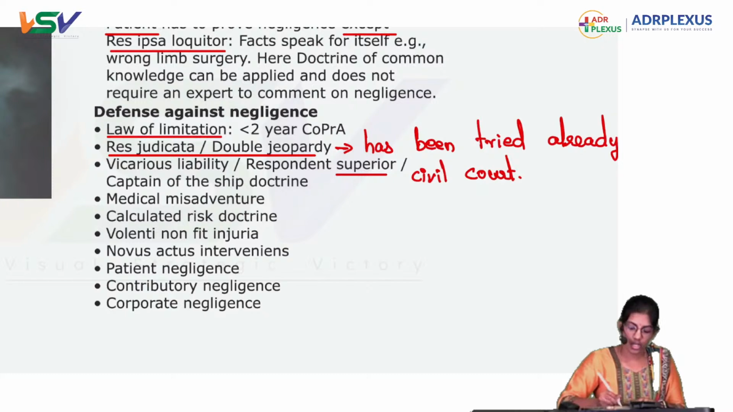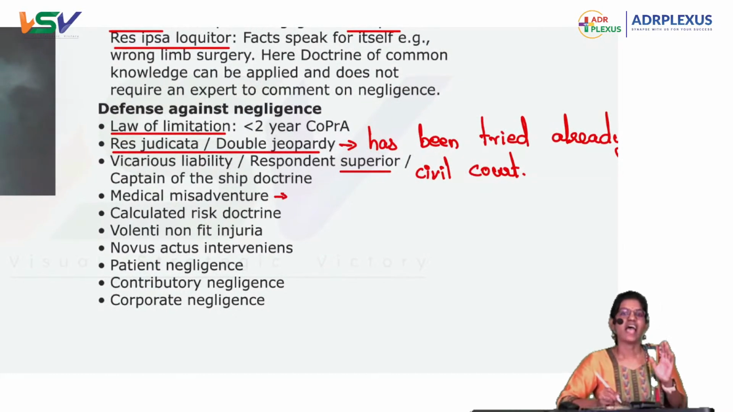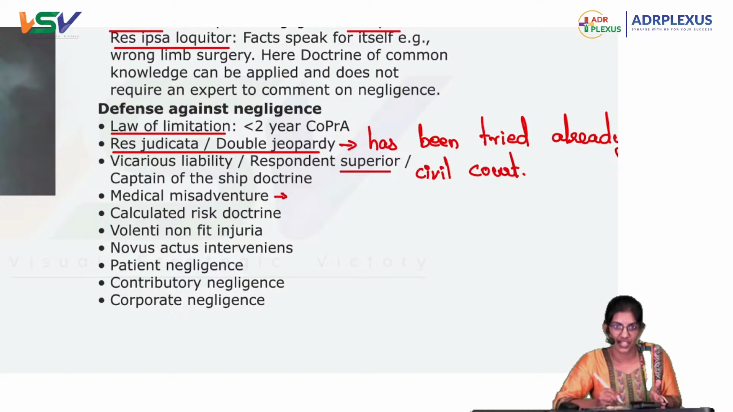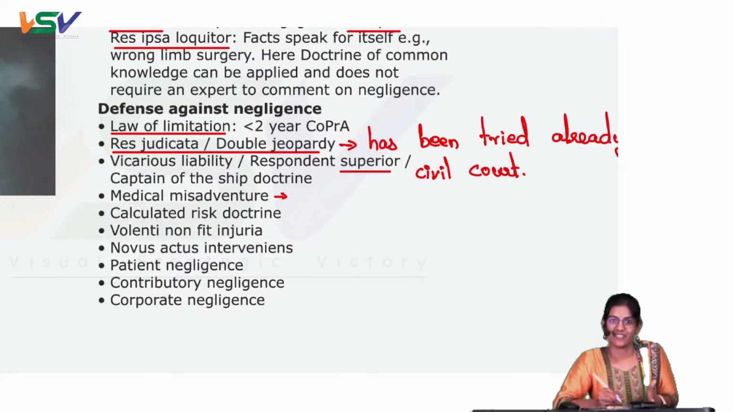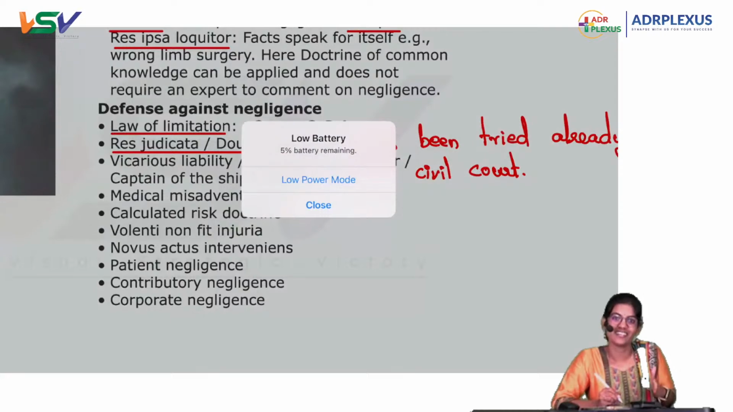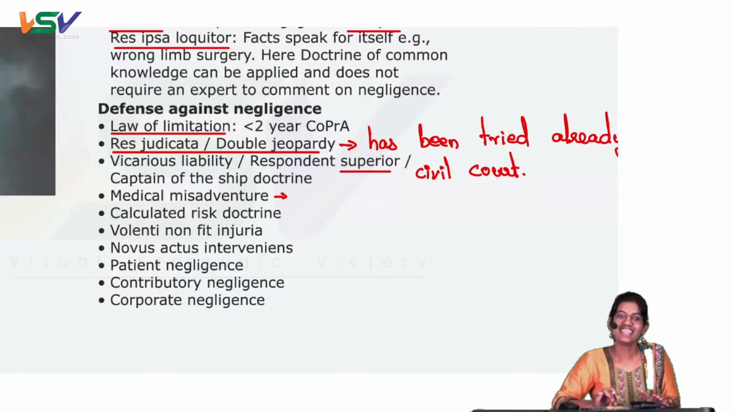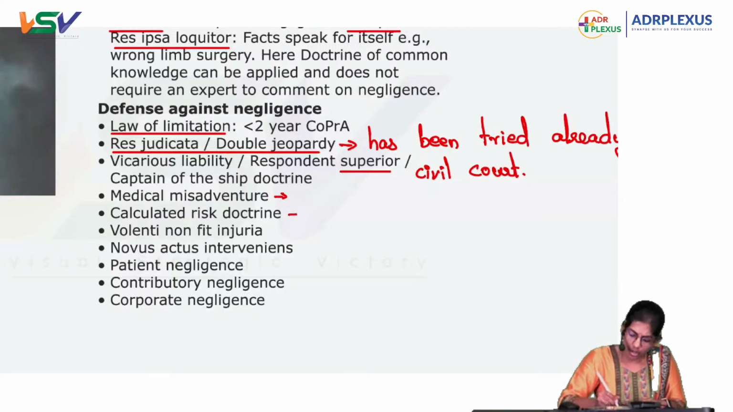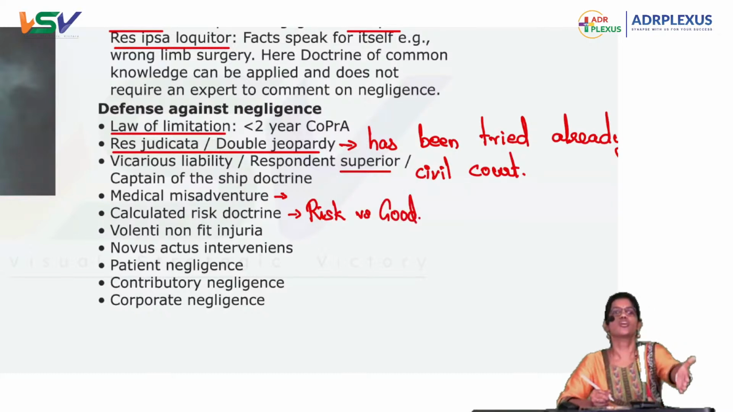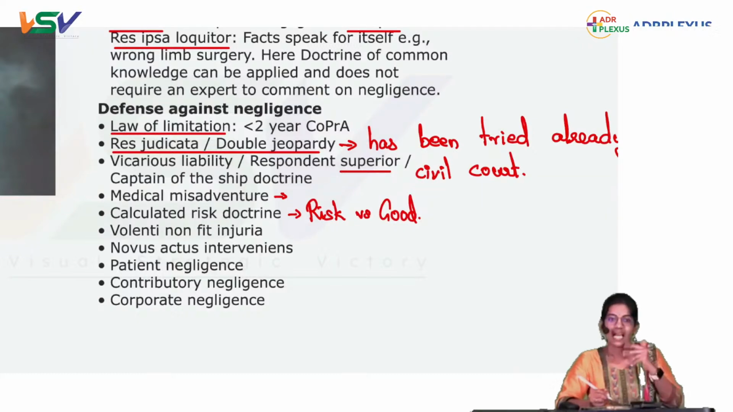Medical misadventure or therapeutic misadventure: every procedure has its own risk. Here, if you have taken a consent, you have said to the patient very clearly that this can go wrong, then it can always go wrong. Okay, and it's agreed. Next, calculated risk doctrine. Calculated risk doctrine means the doctor did know about the risk of this procedure. You saw the risk and you also saw the benefit, the good it will do to the patient, and you took a call. You took the consent. Calculated risk doctrine.